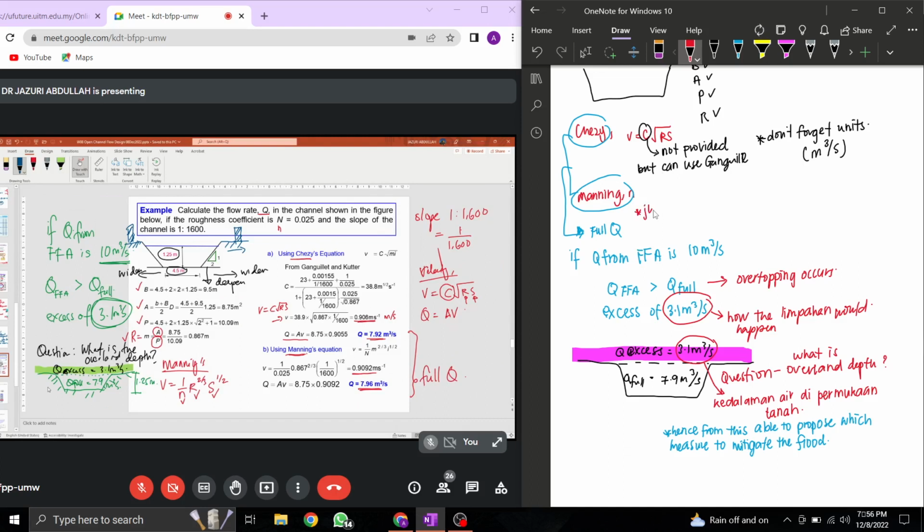So but at the end you have to compare the calculated using Chazy or Manning with whatever yang week 1 sampai week 8 tu. Maksudnya kita kena design flood frequency analysis dulu lah kan, baru kita boleh decide untuk design berapa besar dia punya parameter semua tu kan doktor? Ya. Okay. Siap doktor. Alright.